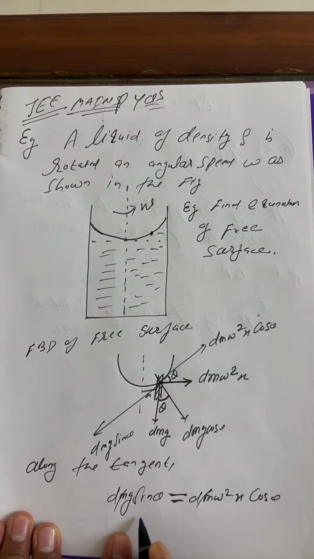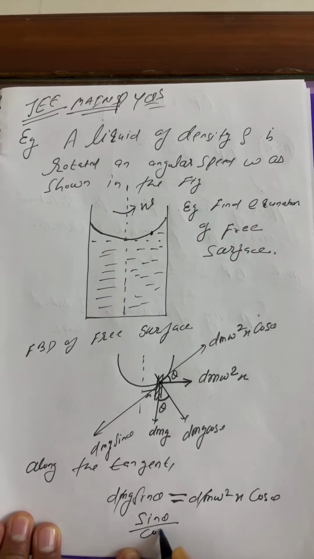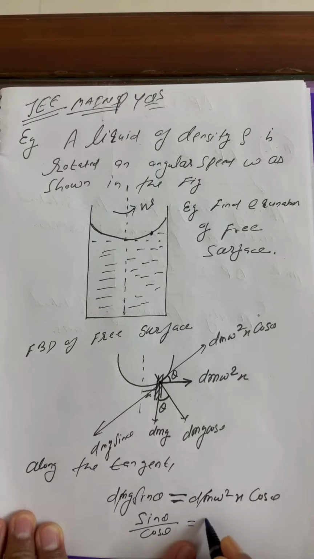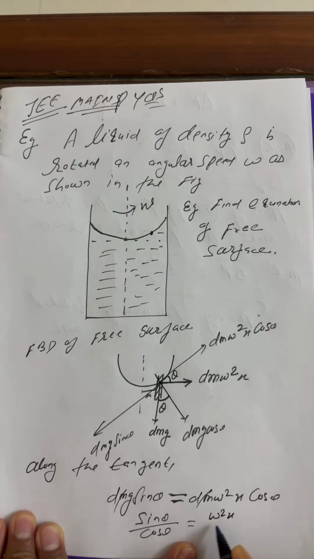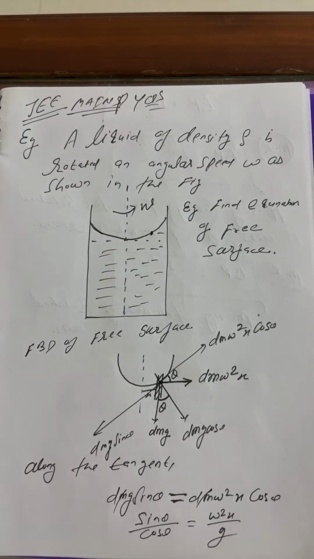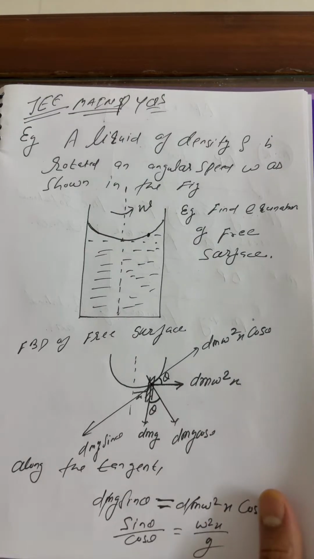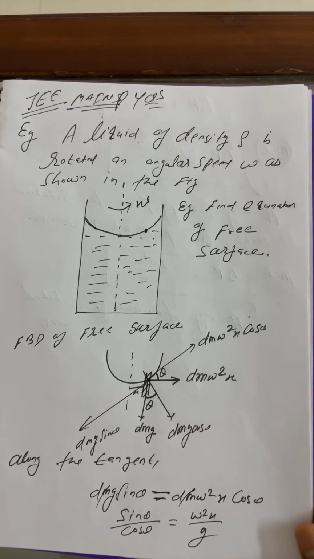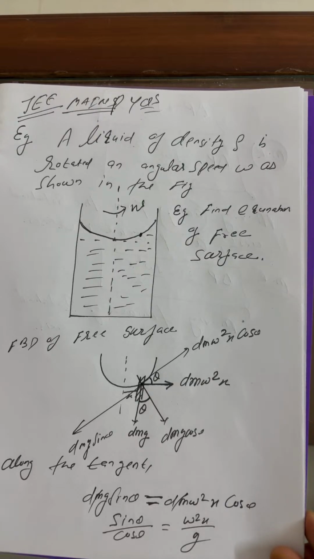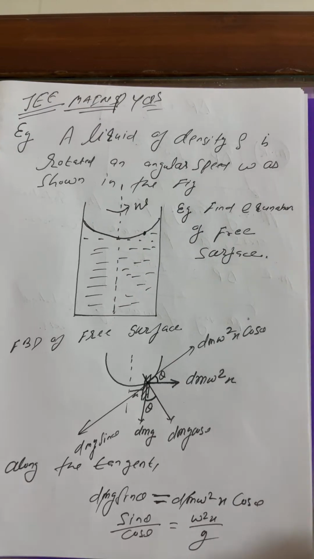dm cancels. Take cos theta to this side, so sin theta by cos theta is equal to omega square x by g. Right? All of you agree, sin theta upon cos theta, can I say this is tan theta? Okay, you should take a snapshot. I want to turn the page.